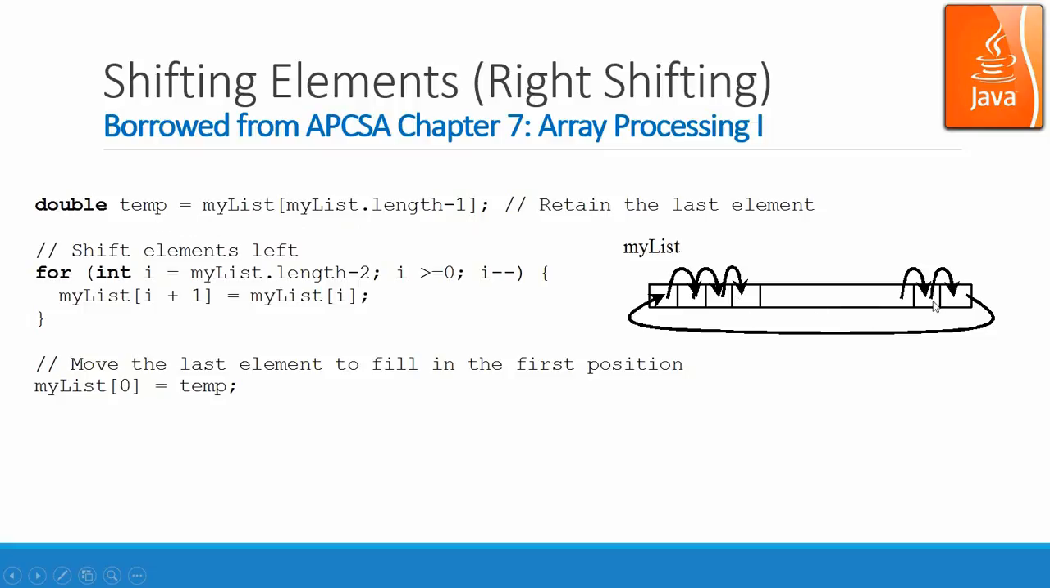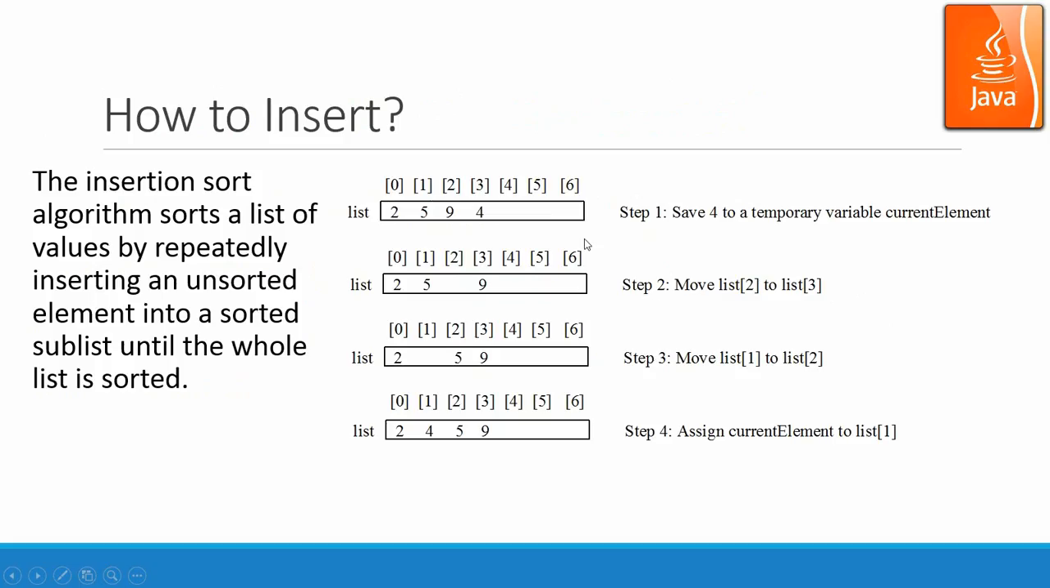So remember, we need to store this one into the temporary location and then start to shift from here. And then the last one, we put this back to the head. So that's the way we would like to sort it. And this shows you the 4 steps of how to do insertion.